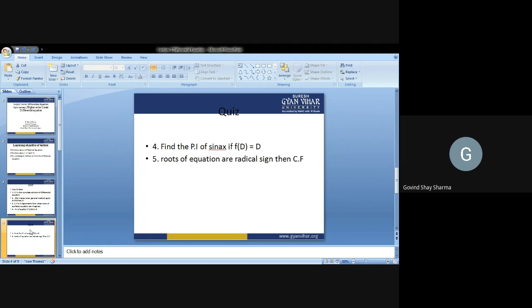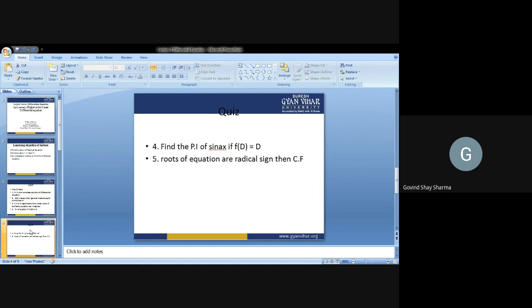Roots of the equation are radical signs, then the CF. When the roots are radical signs, meaning under root sign, then we know alpha plus under root beta. Then we write e to the power alpha x, a cos hyperbolic under root beta x plus b sin hyperbolic under root beta x. So these are the complementary function of this.